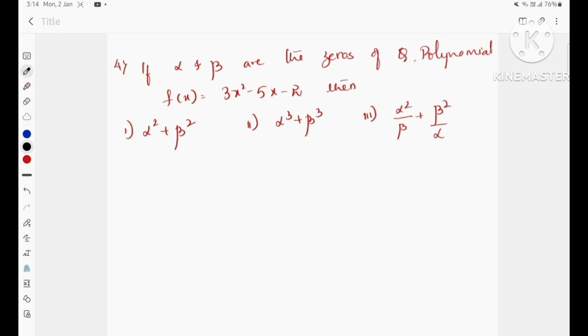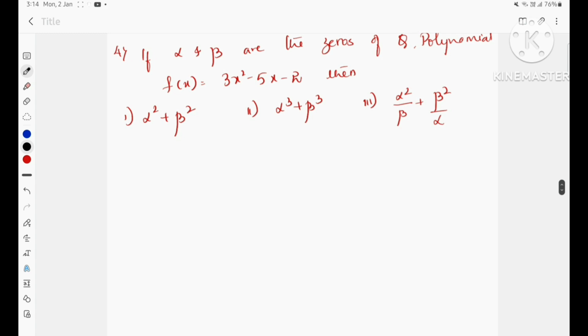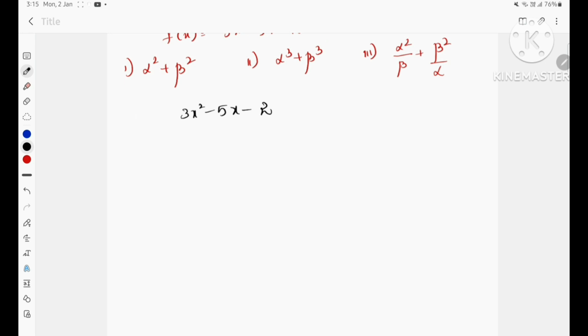Next question: if alpha and beta are the zeros of the polynomial f of x = 3x square minus 5x minus 2, then find alpha square plus beta square, alpha cube plus beta cube, and alpha square by beta plus beta square by alpha. So the polynomial is 3x square minus 5x minus 2. We are not verifying, so you can just take the values of a, b, c and find the sum and product first.